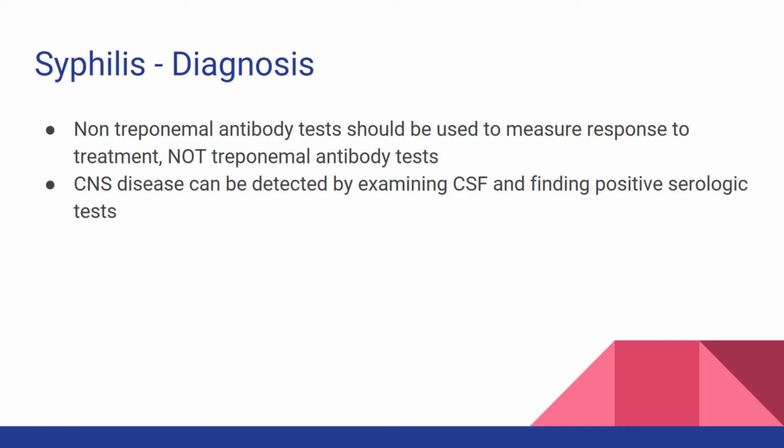So, interestingly, the non-treponemal antibody tests, aka the RPR and the VDRL, are what are used to measure the response to treatment, not the treponemal antibody tests. Those actually will remain positive for the infant, basically persistently. And then CNS disease can also be detected by examining the CSF and finding any kind of positive serologic tests.